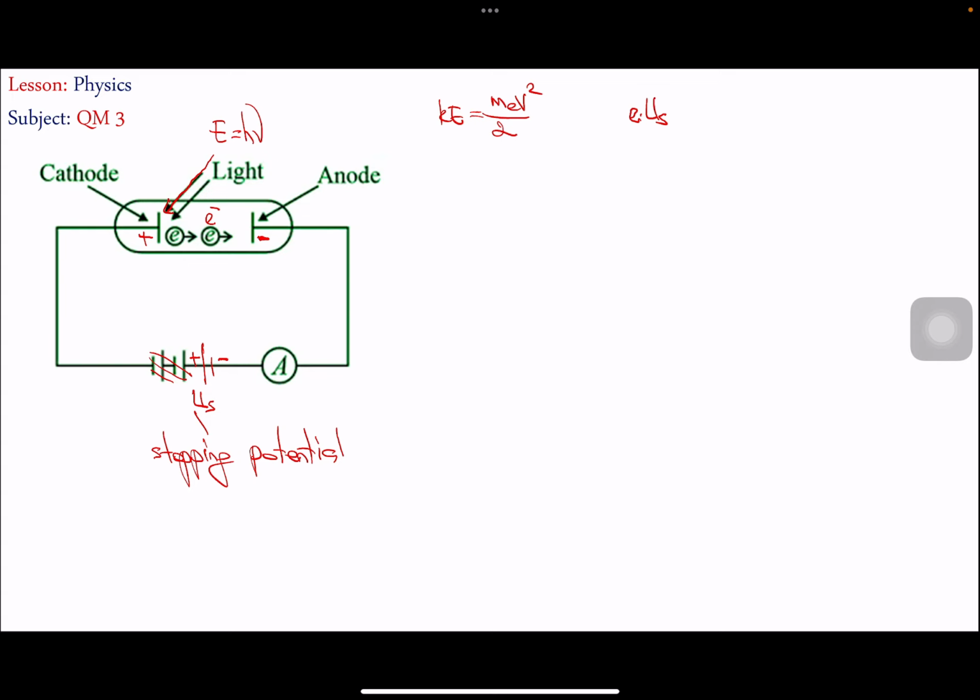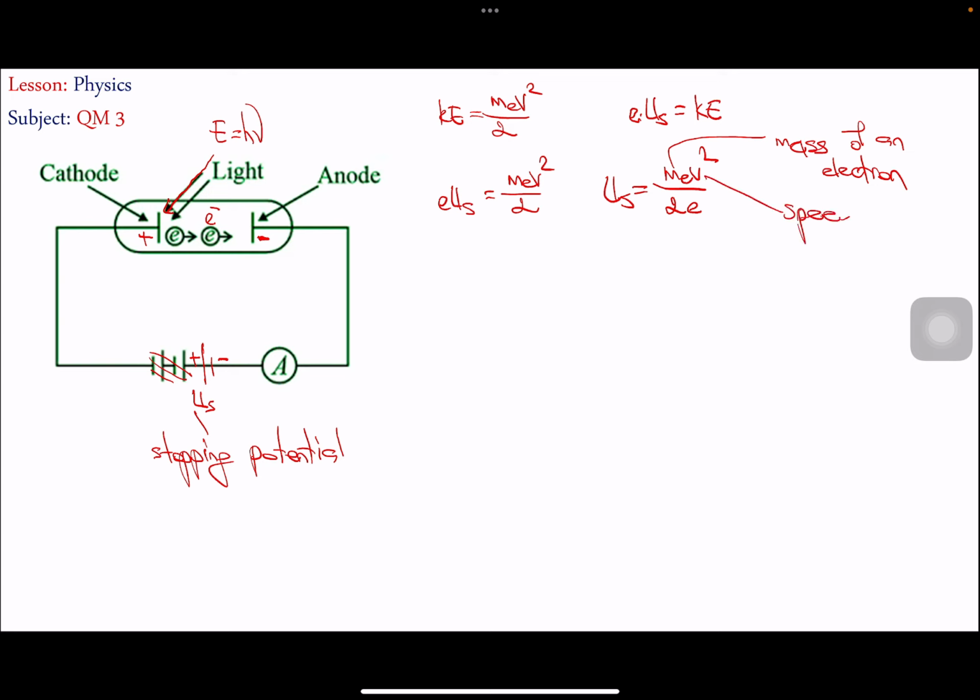So if I multiply e times U sub S, at least it should be equal to the kinetic energy of the photoelectrons. It means that e times U sub S should be equal to m e v squared over 2. So the value of the stopping potential is m e v squared over 2e, where m is the mass of the electron, you know it already, v is the speed gained by it, and e is the charge of an electron.